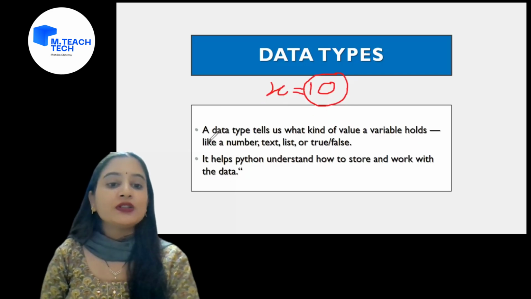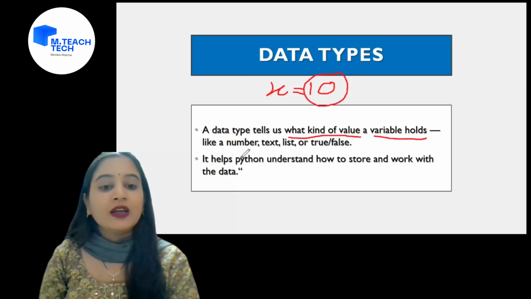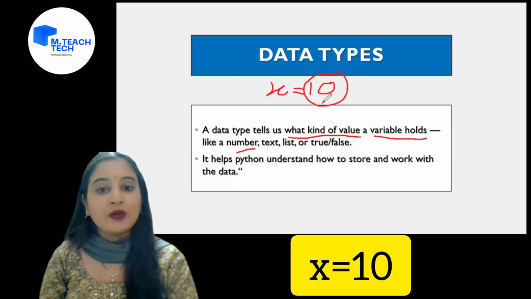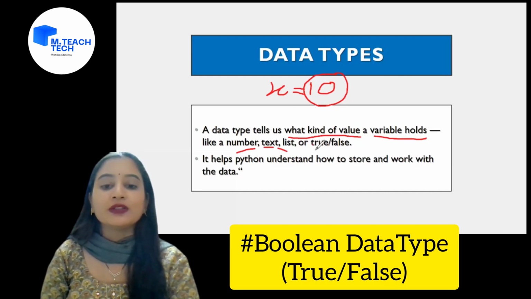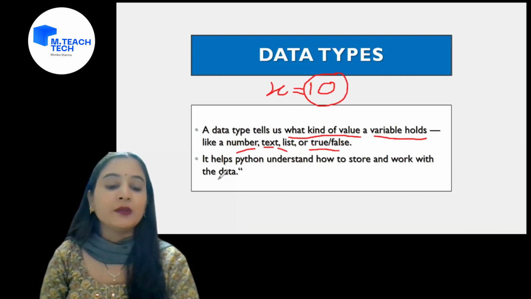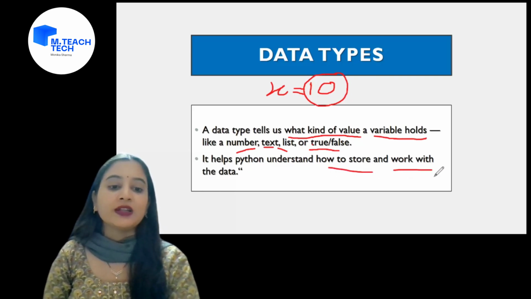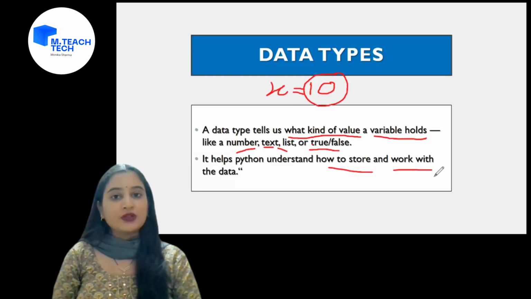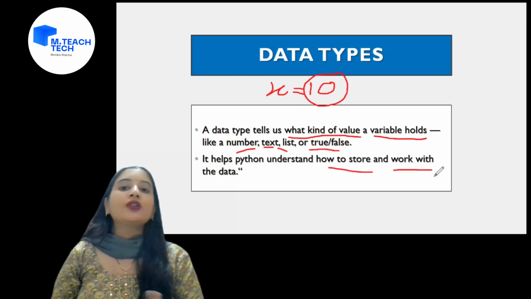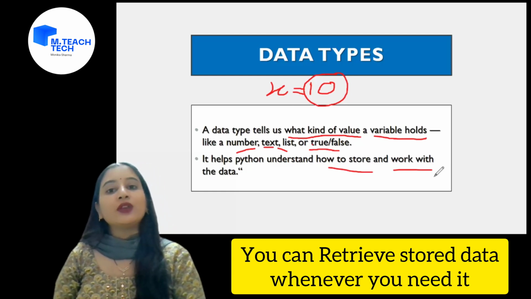See the definition also: a data type tells us what kind of value a variable is holding. Exactly what I told you. It can be a number, as I gave you the example of number, or it can be text, a list, or true false. True false is a Boolean data type. It helps Python understand how to store and work with the data. If you're storing any data in a variable, obviously you have to use it in future, right? If you are doing any project or program, maybe you need that data later. That's why you are storing that data.